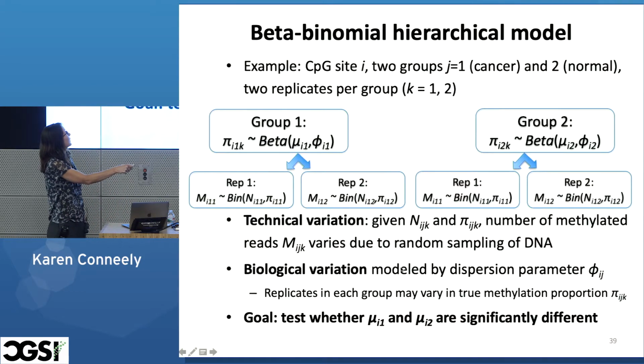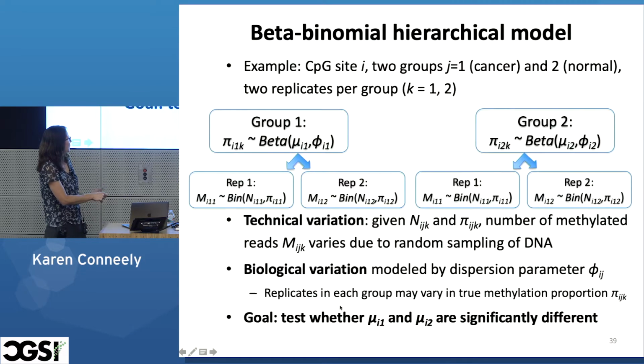And so the idea here is that we have two groups, two conditions. Each one has different parameters. The biological replicates in each condition can be thought of as draws from the distribution. So the pi was the draw from the beta distribution, and then we draw reads from each replicate, and those are drawn via the binomial distribution. And so the top part of this model is modeling the biological variation. The bottom part is modeling the technical variation.